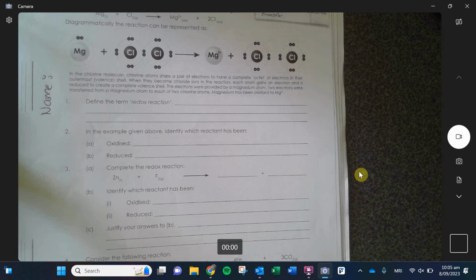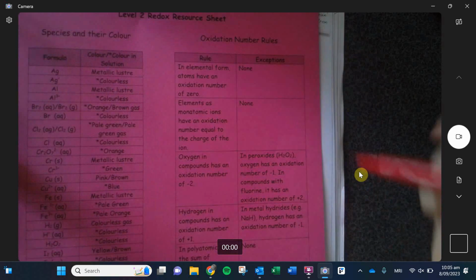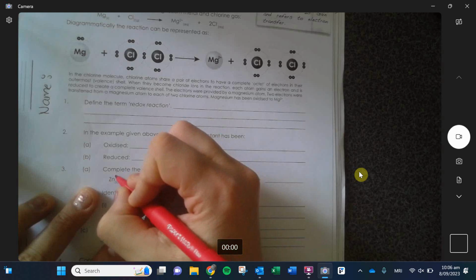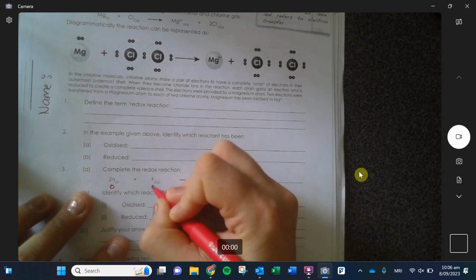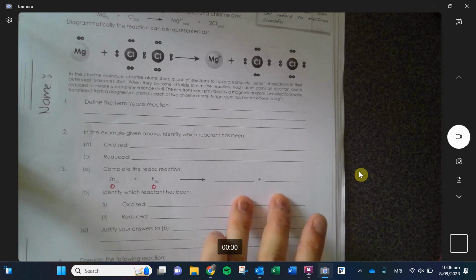Actually, I'll grab the bigger one so that way we can actually have the oxidation rules. All right, so when I look at these two guys and I check the rules for my oxidation numbers, both of them are in the elemental form, so they both are 0. So I'm just making a note that these guys are 0, so that way I can figure out oxidation and reduction. The next thing I need to do is figure out what the potential products are.